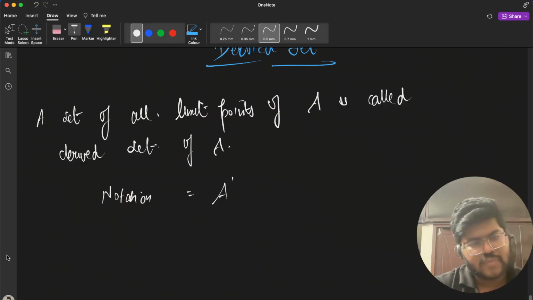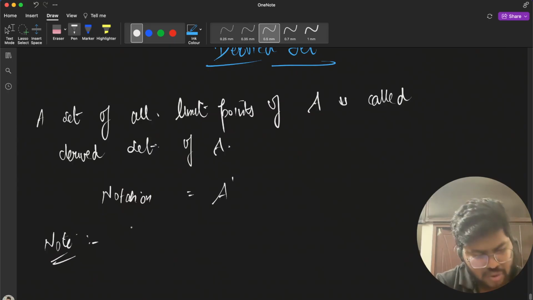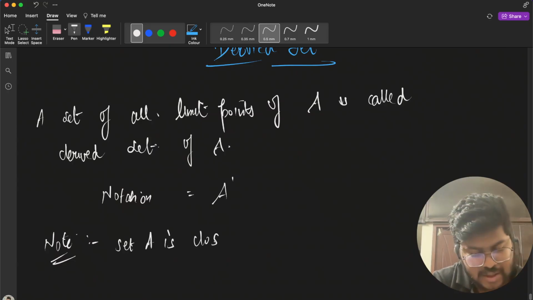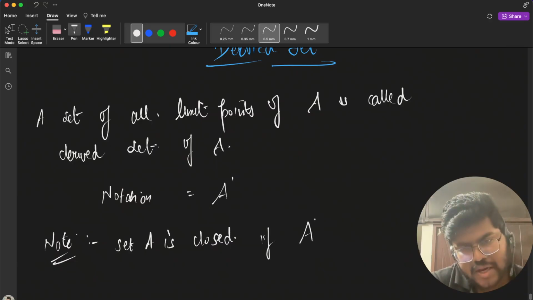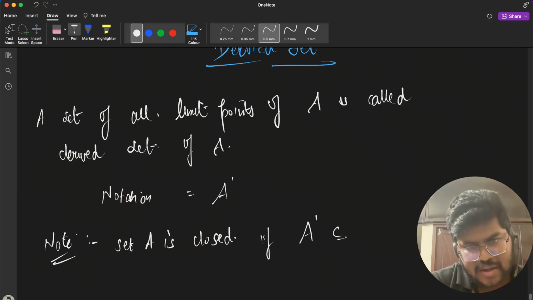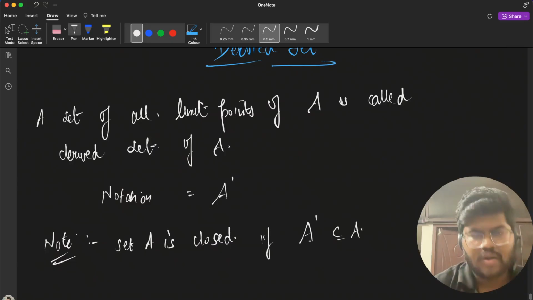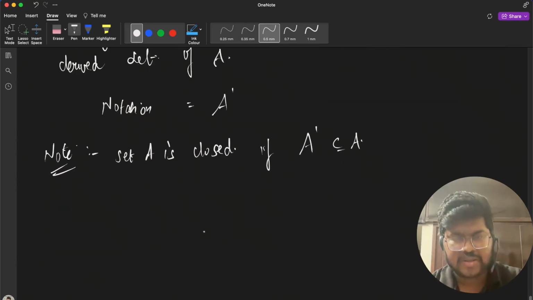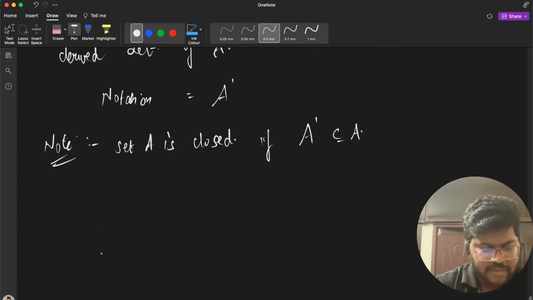Now importantly, I will be making a comment here, so take a note of it. Set A is closed if A dash, the derived set, is a subset of A. So if it is a subset of A, then the set A is closed, right?